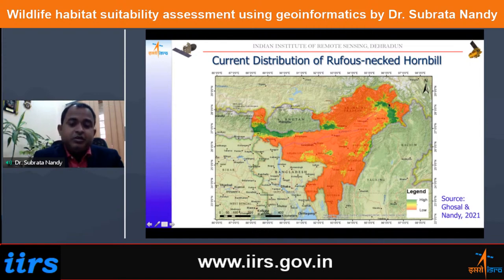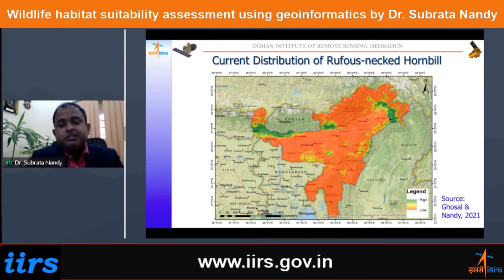Now you can see, based on the dependent variable or a combination of dependent and independent variables, we could get this. The major highlight in this study is that all these data sets were taken from freely available or open source data, even the software.